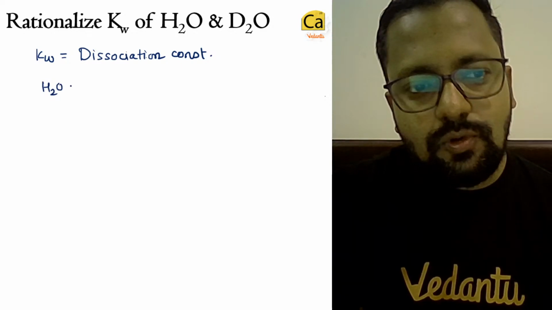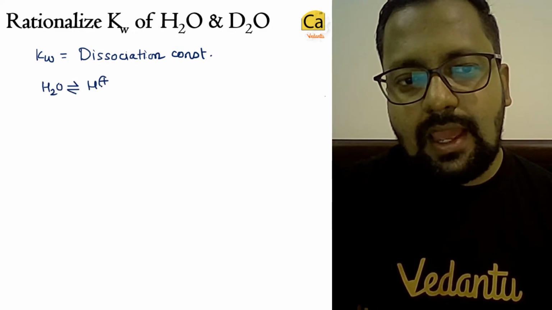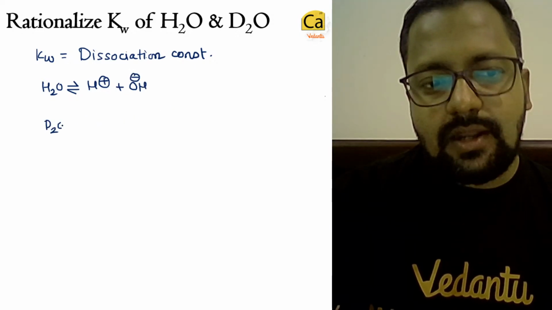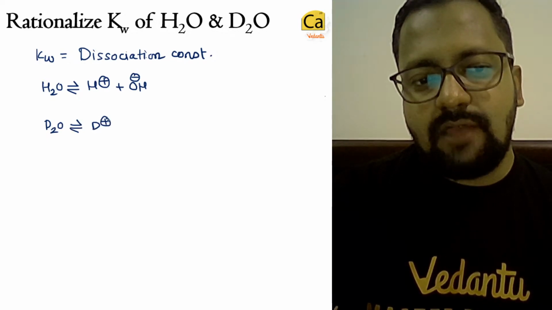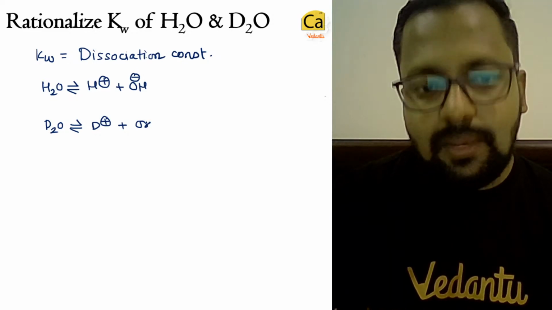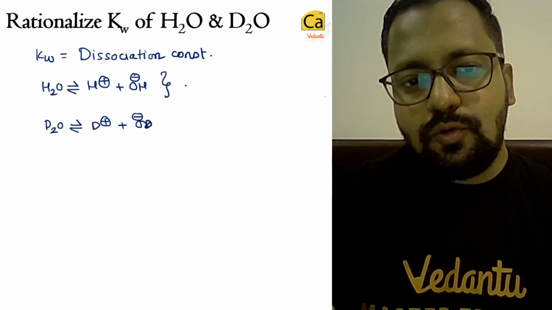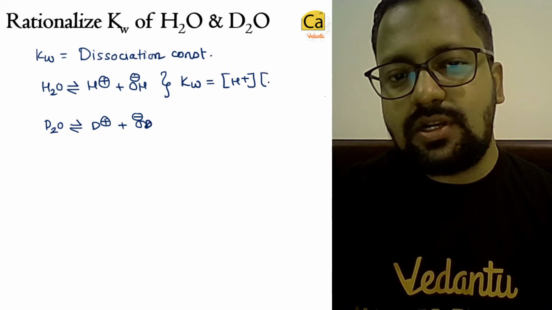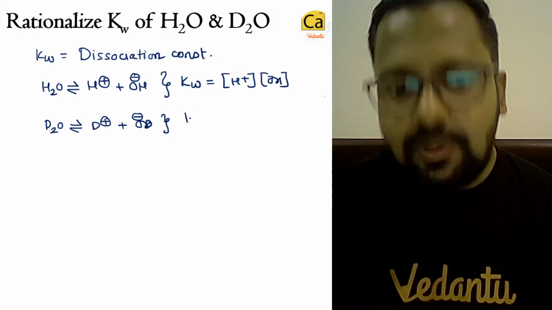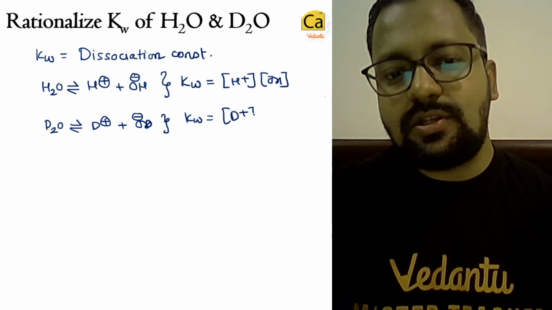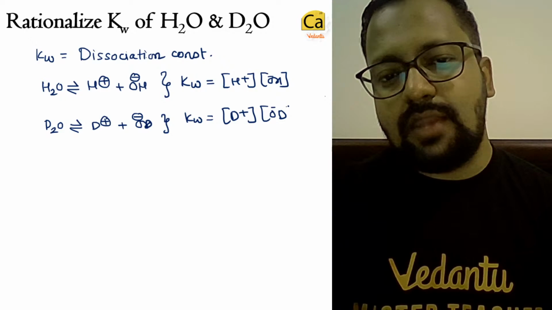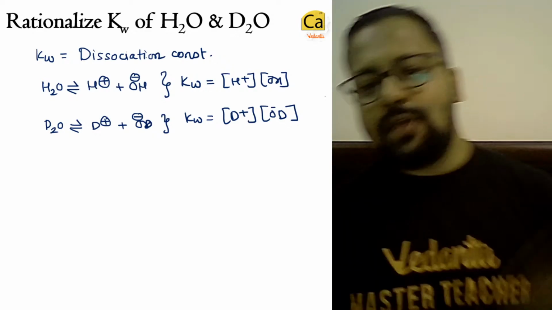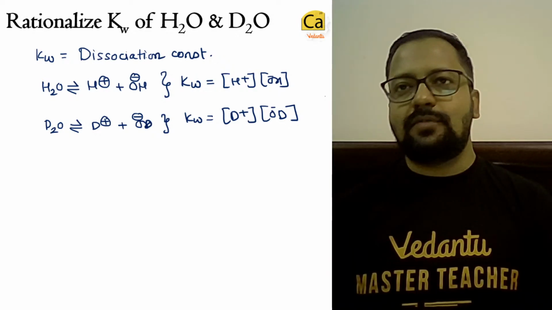If you look at H2O and its ability to dissociate into H plus and OH minus, and you look at D2O and check its ability to give D plus and OD minus, and you compare the Kw. What is Kw? H plus concentration times OH minus concentration. Kw for D2O will be D plus concentration times OD minus concentration. If you are being asked to compare both of these, how would you make that comparison?